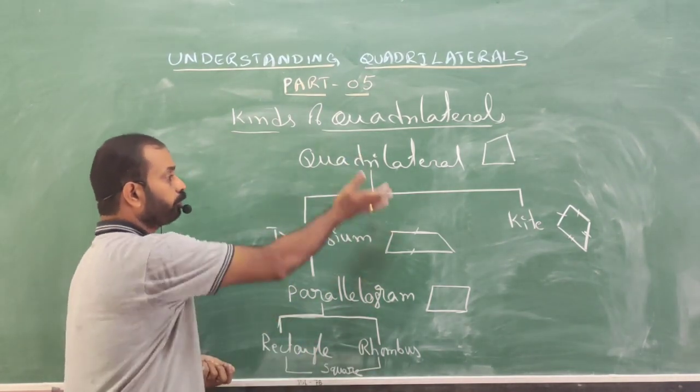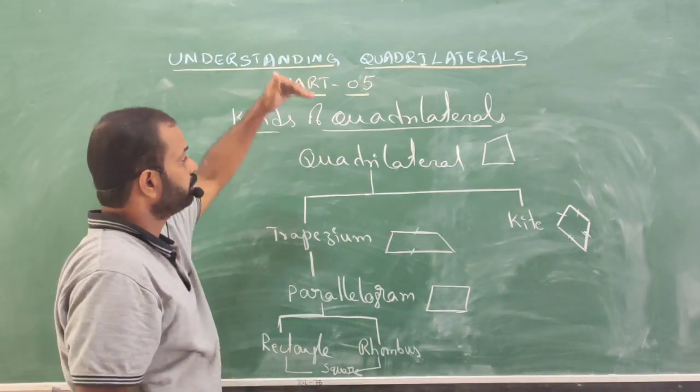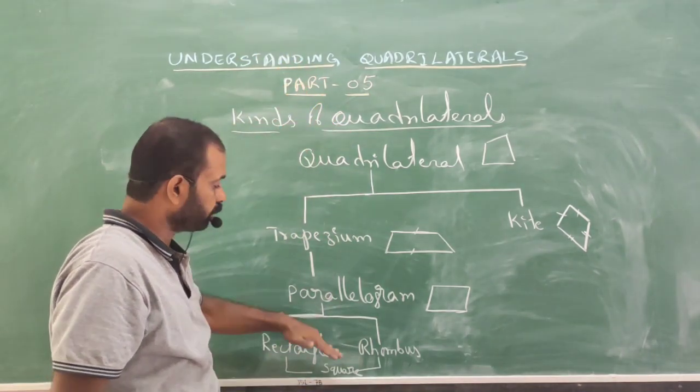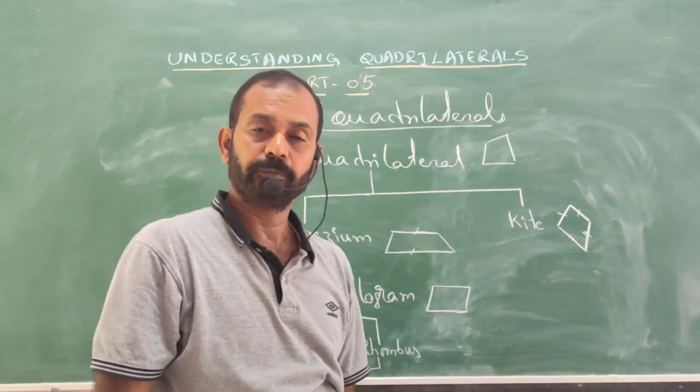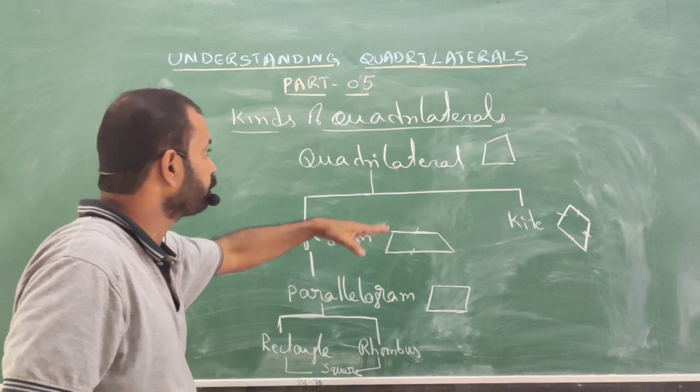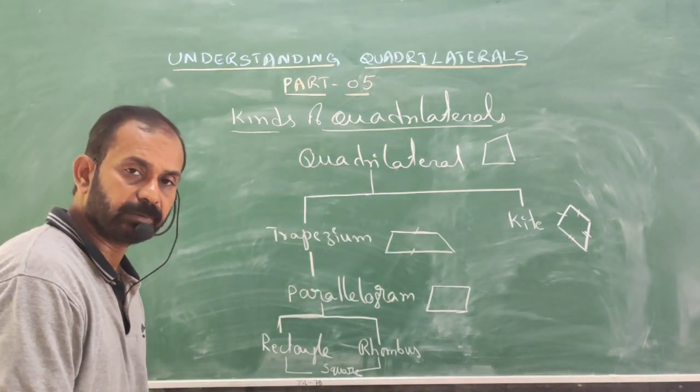When you come from down to up, all are true. But when you come from top to bottom, it need not be true. I hope you have understood how the picture of quadrilaterals will be.